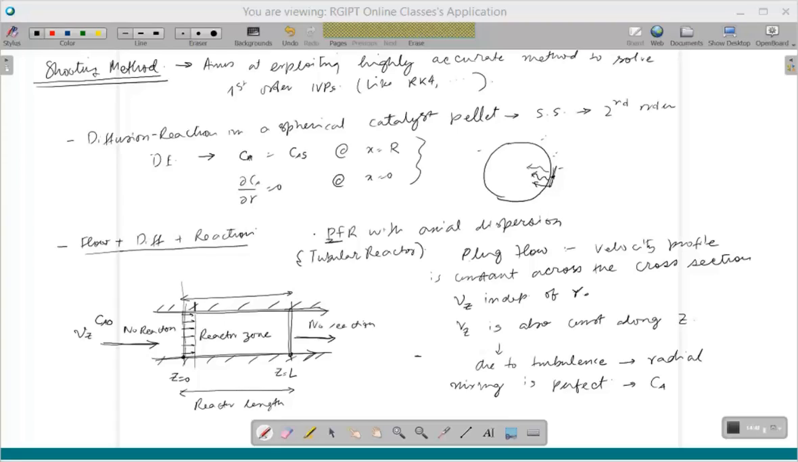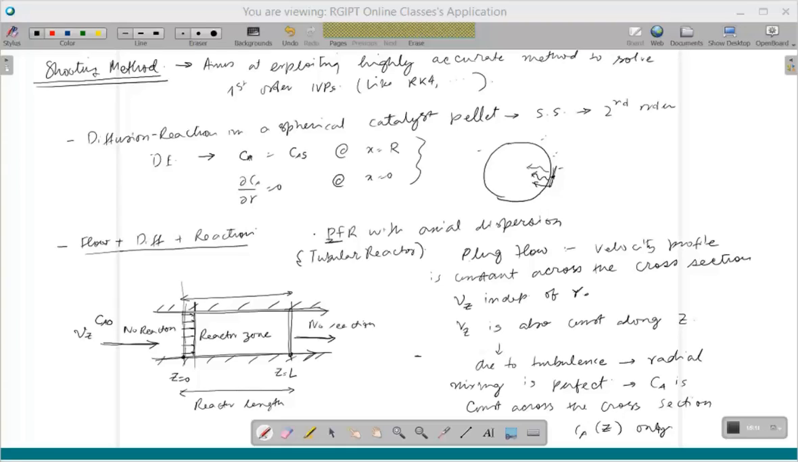So inside the reactor, in the radial direction, Ca is completely mixed. So that is one thing we will assume: there is no radial dispersion. So Ca is constant across the cross section, and therefore Ca is a function of Z only.